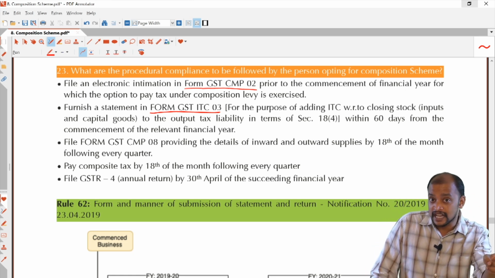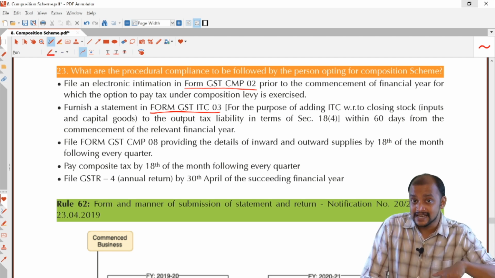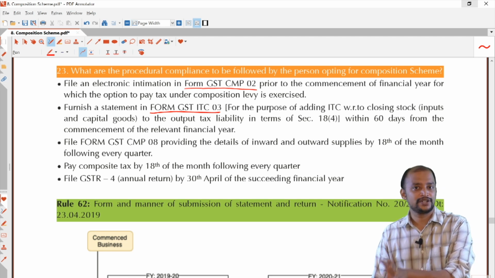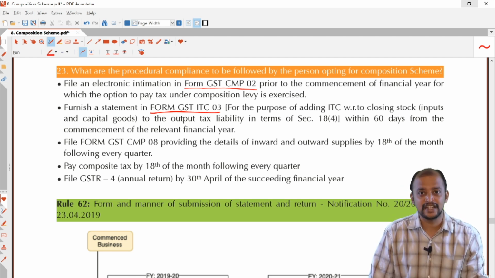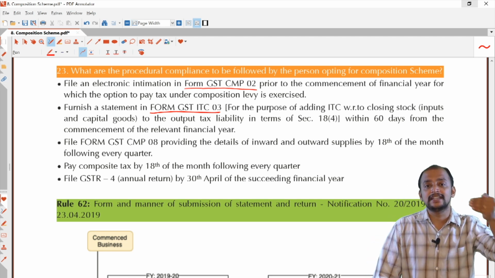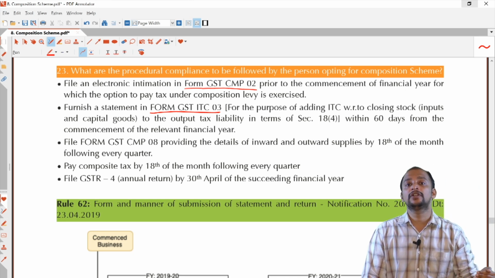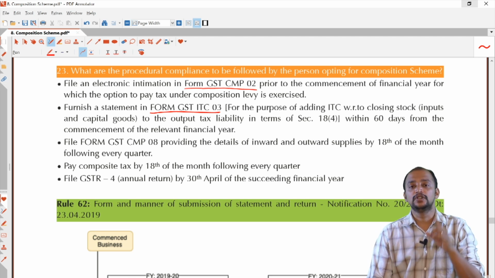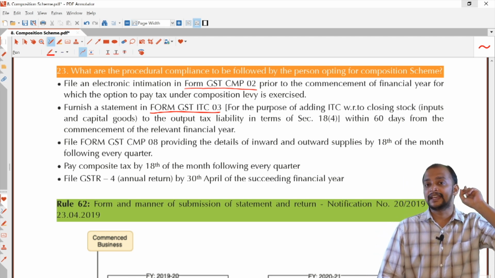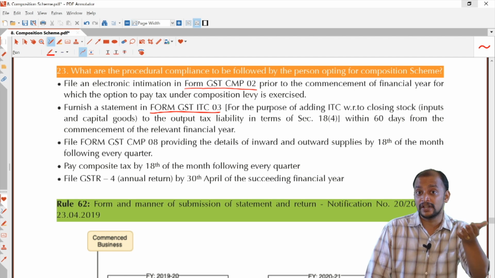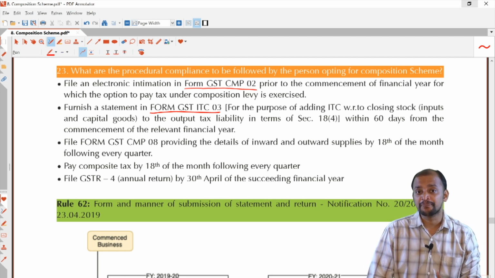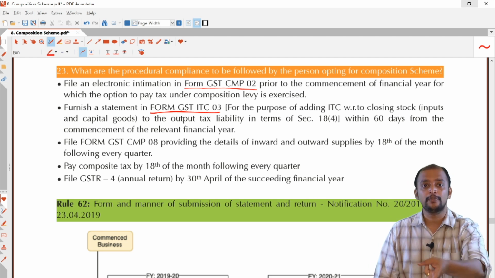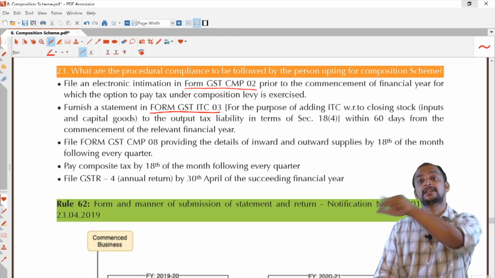During the normal scheme, you would have taken ITC on the inward supplies, and now that you are in the composition scheme, you cannot enjoy that ITC. So whatever ITC is on the closing stock as on the date you go into the composition scheme, you have to reverse. In case of section 18(1)(c), you will avail, because you are entering the normal scheme from the composition scheme. Now you are going into the composition scheme from the normal scheme, so section 18(4) comes.